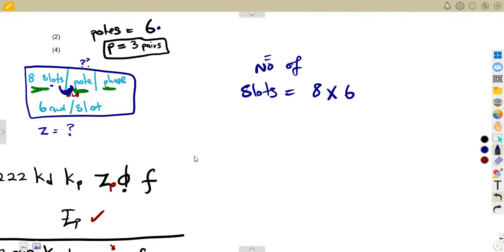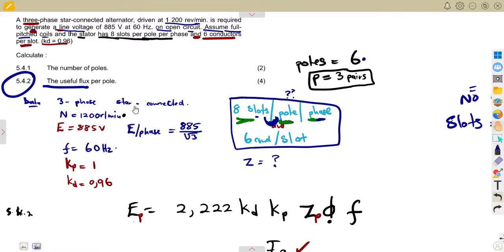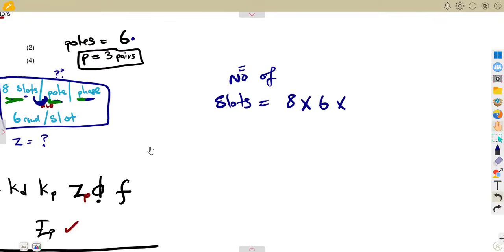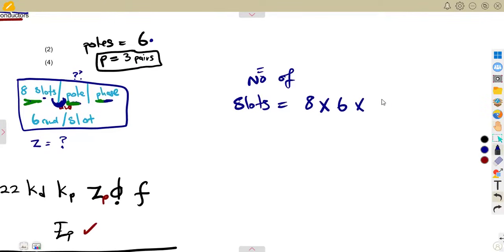6, not per poles, but per pole, times the phase. How many phases are we having? It's a 3-phase. Remember, it's a 3-phase star. So how many phases? There are 3. Per phase, and we've got 3 phases, so you multiply by 3. So this is going to give us just the number of slots, only that. So we've got 144 slots.